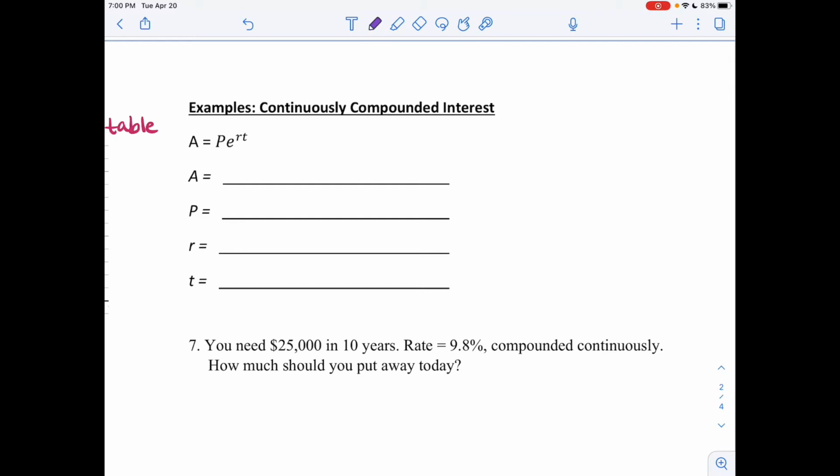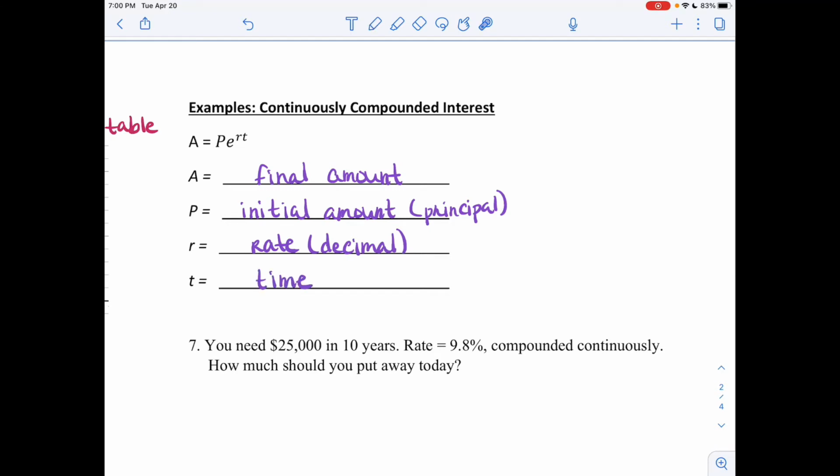A is still our final amount, just like it was for our regular exponential compound interest equation. P is still our initial amount or principal. R is still our rate, and remember that we have to do that as a decimal. And T is time. So the only difference here is instead of having a certain number of intervals in, we are continuously compounding by using the Euler number. So let's use this equation in a couple of examples.